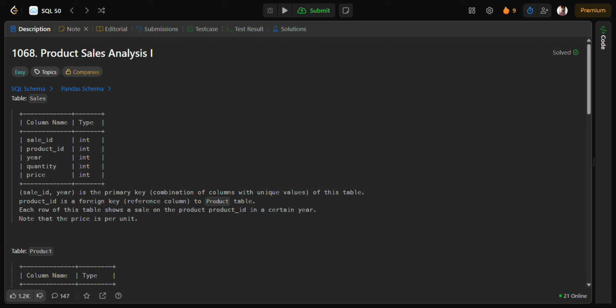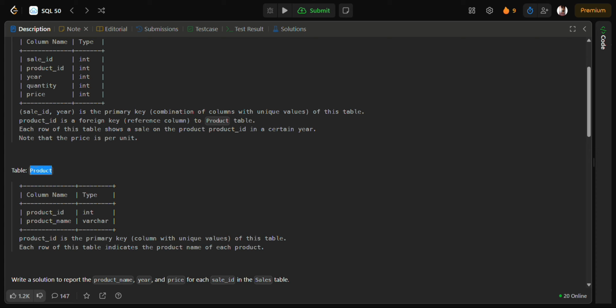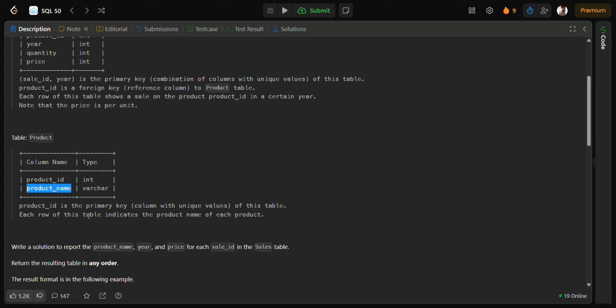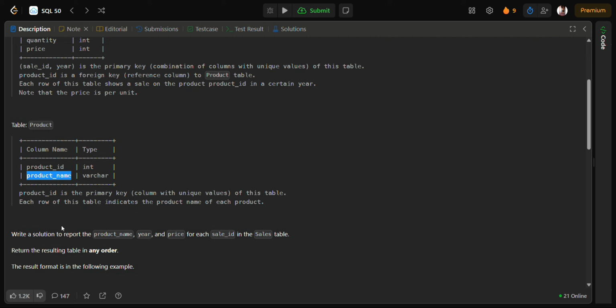The problem is centered around two tables. One table contains records of product sales. It has the details such as a sale ID, the product's ID, the year of sale, the quantity sold, and the price per unit. Every sale record corresponds to a particular product sold in a specific year, along with its price and quantity. The second table contains the product details, where each product has a unique product ID and its associated product name. Our task here is to generate a report that lists the product name, the year it was sold, and the price for every sale recorded in the sales table.